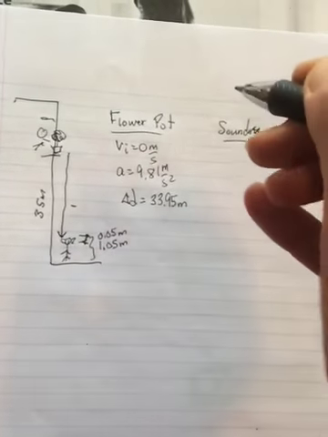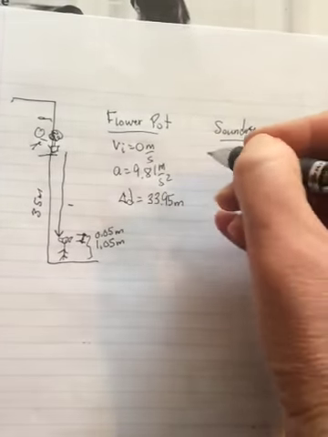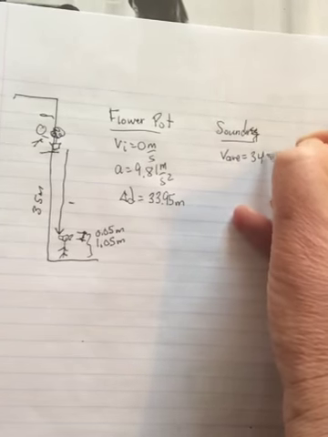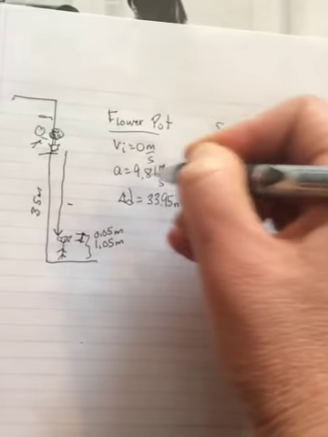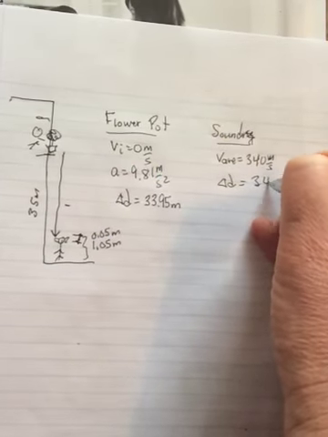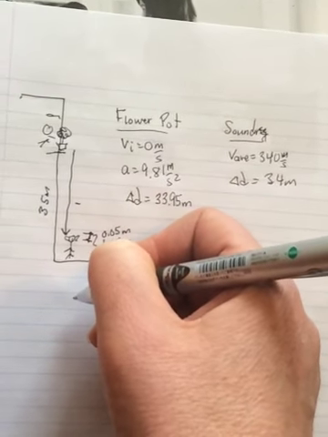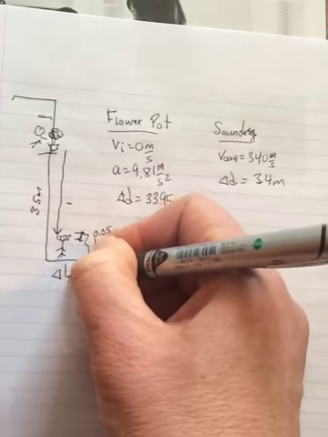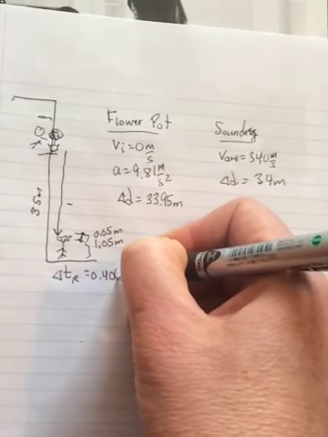For the sound, it tells us the speed is 340 meters per second. And the sound actually has to travel all the way down to her ears, so it has to travel 34 meters. It also tells us that Millie needs 0.4 seconds to respond, so her reaction time is 0.4 seconds.